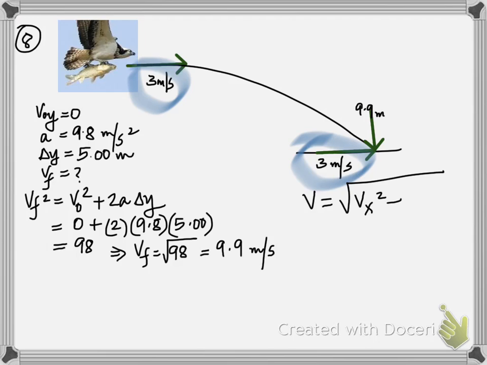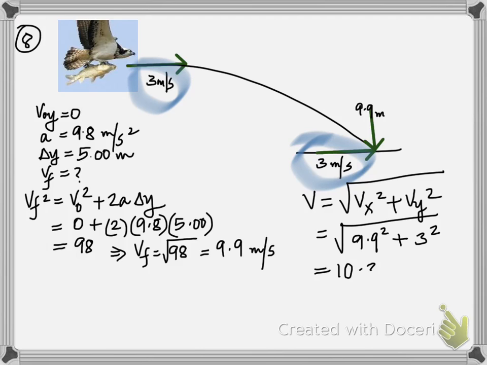Now, since we know that the vertical is 9.9 and the horizontal is 3, the resultant is the square root of the sum of their squares. That's what you always do when you have the x and y components: square them, add them, take the square root. In this case, you get 10.3 meters per second. That was problem 8.